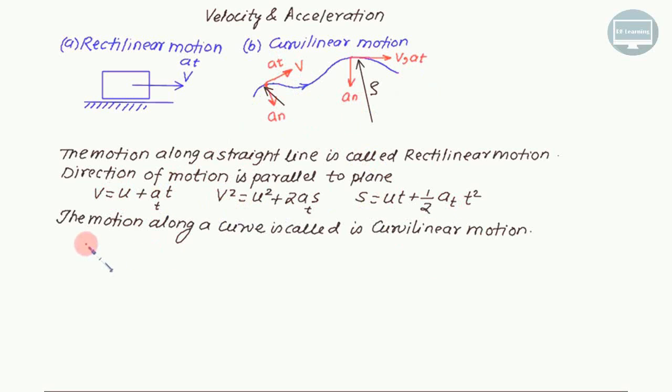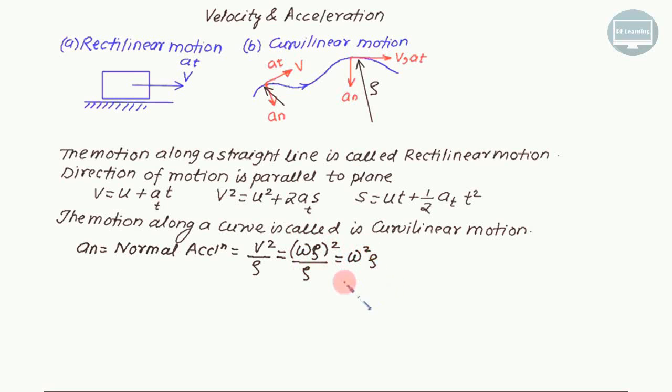The only difference is that an is called the normal acceleration, and is always directed towards the center and is given by v square divided by the radius of curvature rho. v is given by omega multiplied by the radius of curvature, that is, the tangential velocity is omega multiplied by rho. So an is also given by omega square multiplied by rho.